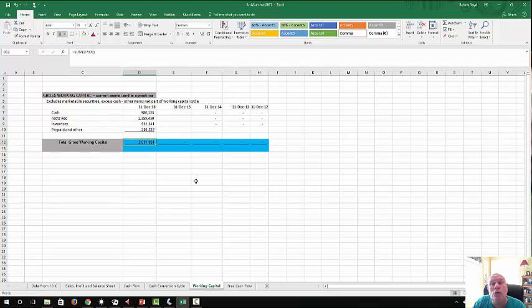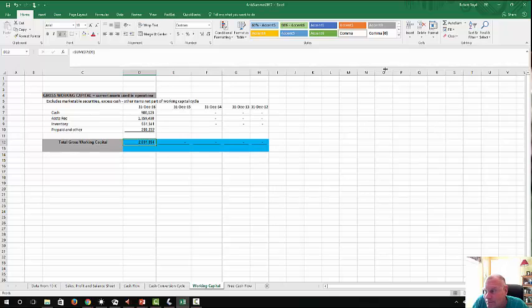And we can see that we have $2,891,094 of gross working capital. This has to be funded. Okay? When we go into capital structure, we're going to look at how you're funding that. So this is what the company needs to make that cash flow cycle work. So I'm going to populate that.